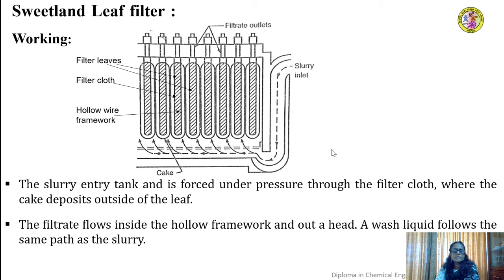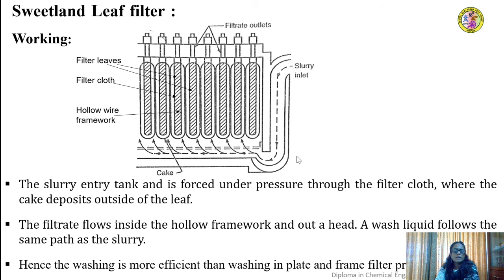The filtrate flows inside the hollow framework and out at the head. So they come to a common chamber at the top. That header pipe takes this filtrate out of the tank. After a sufficient amount of cake is built up on each leaf, the slurry inlet can be stopped. Then the washing can be provided to the deposited cake before it can be discharged.